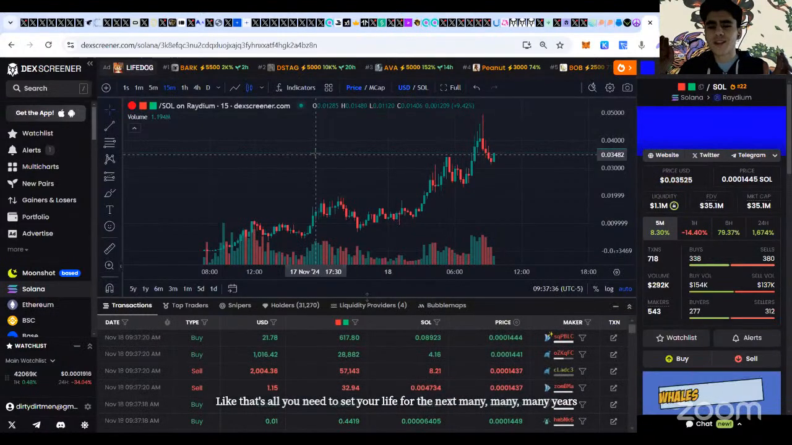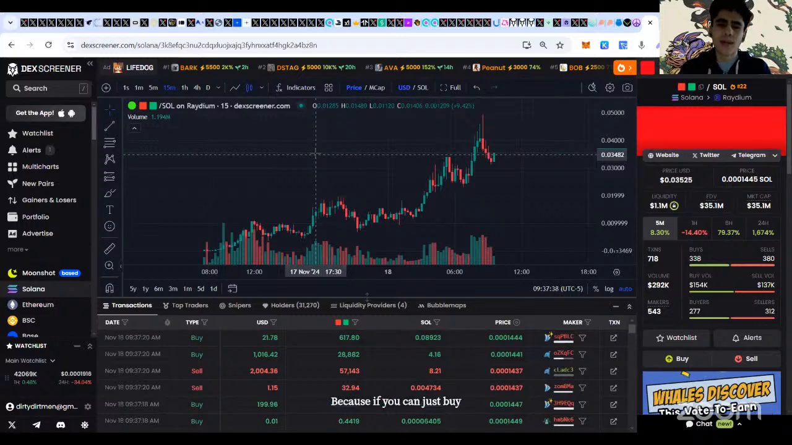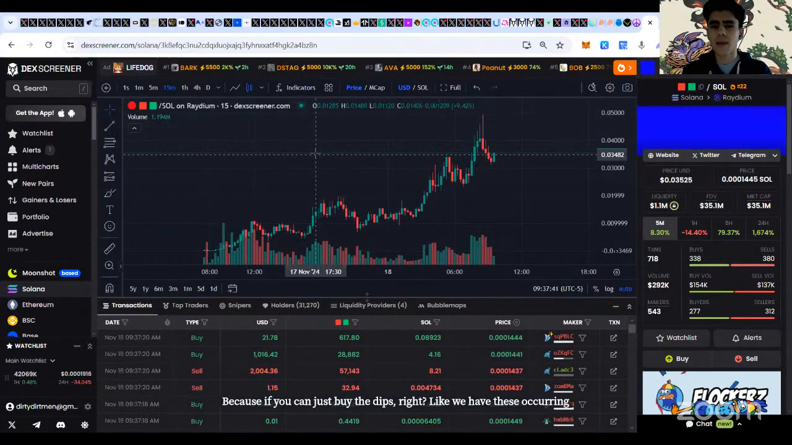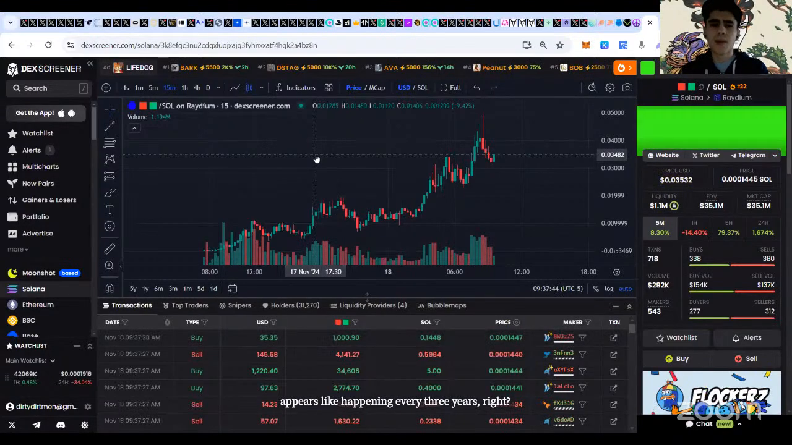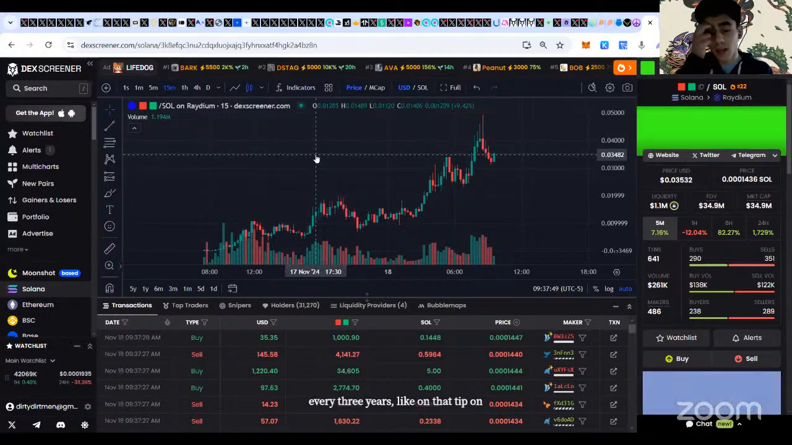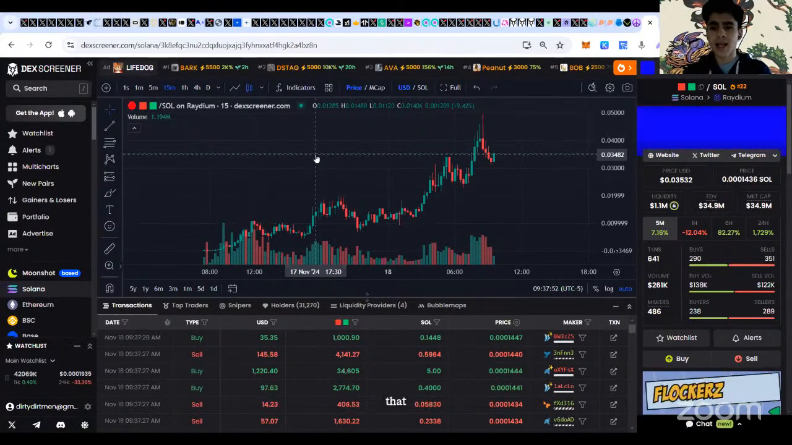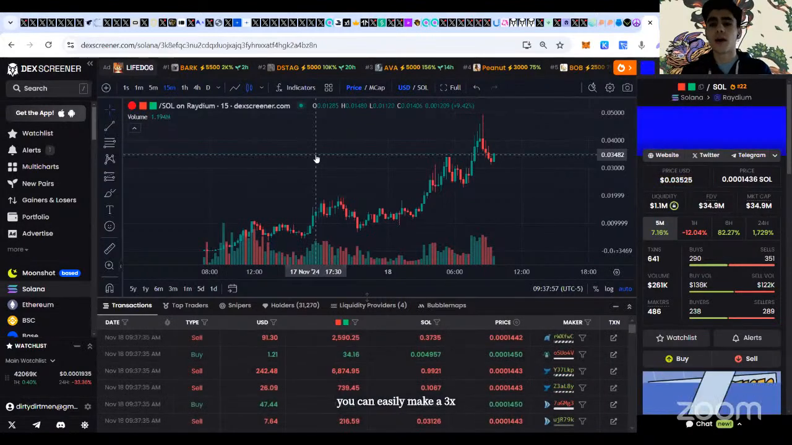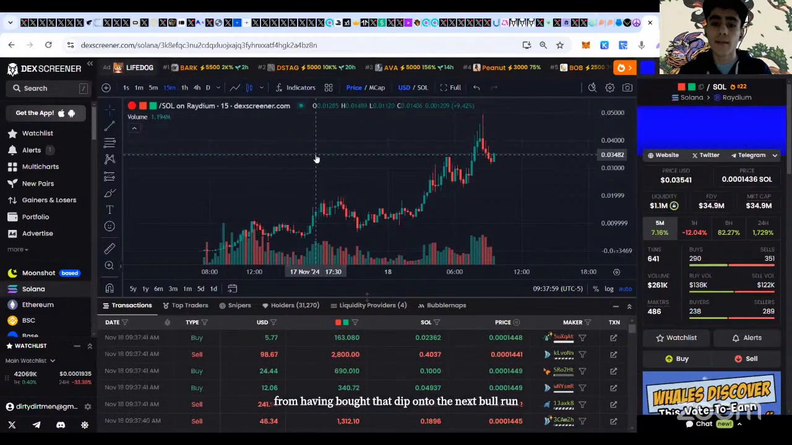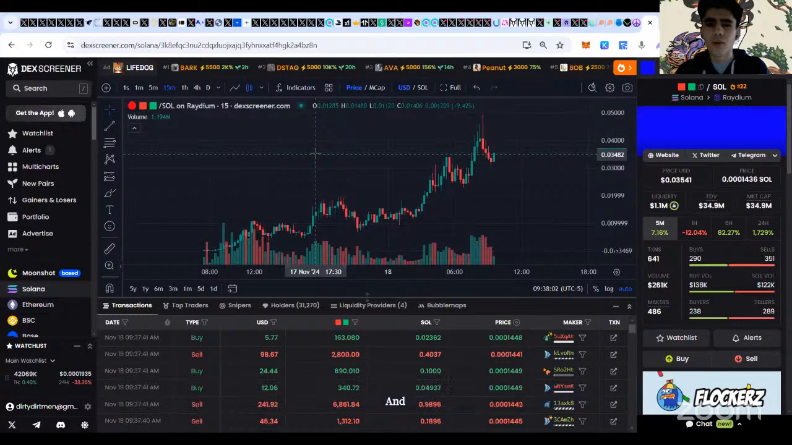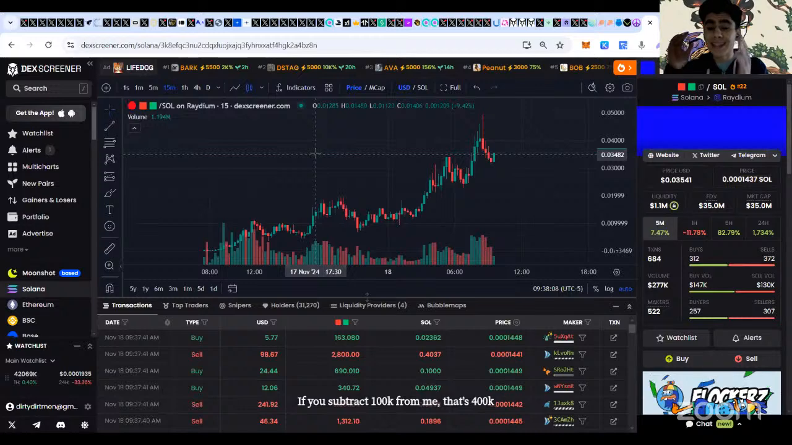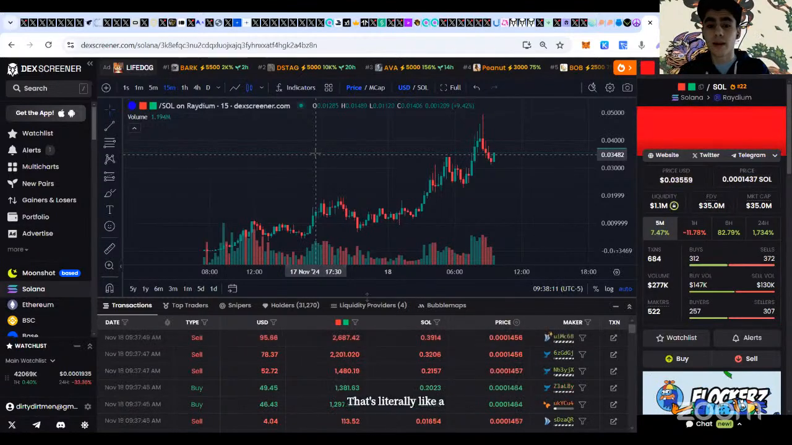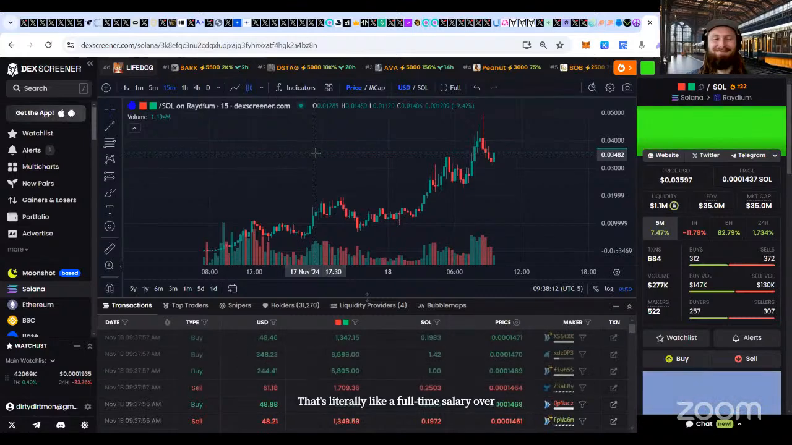Because if you can just buy the dips, right? We have these bear markets happening every 3 years. If you literally just buy Bitcoin on that ultimate dip that happens every 3 years, you can easily make a 3x from having bought that dip until the next bull run. Maybe even more, maybe a 5x or something, and that's 500K. If you subtract 100K from it, that's 400K. That's literally like a full-time salary over 3 years. That's amazing to think about.